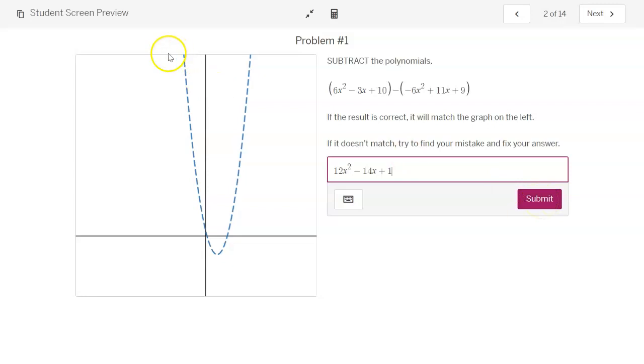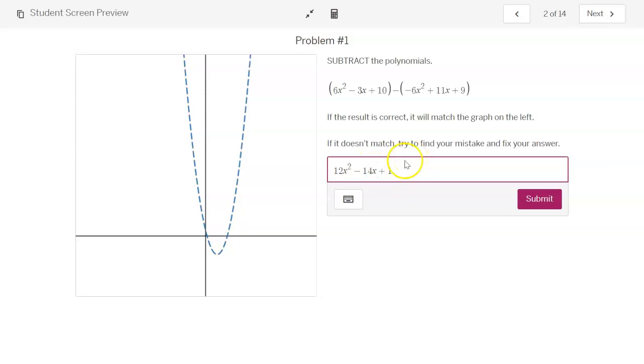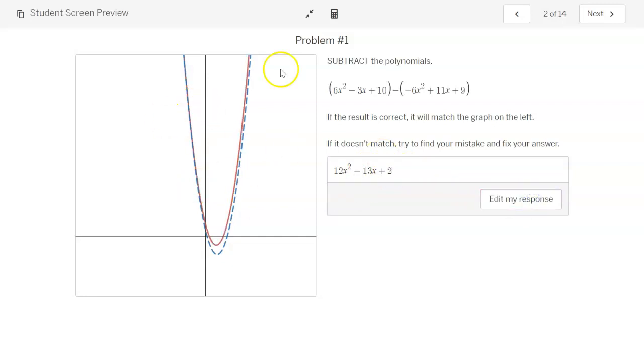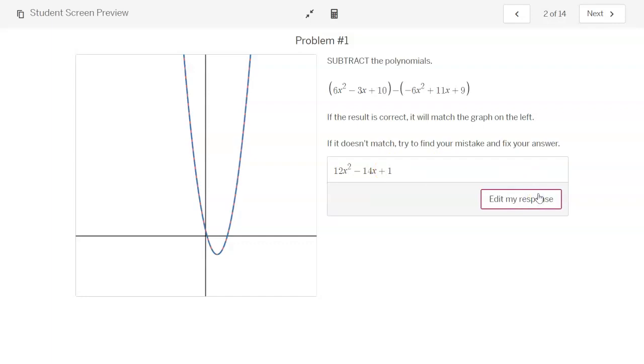And what should happen is I get a graph that lands right on top of the graph that's already here. So when I hit submit, you'll notice my graph landed right on top of those dashed lines. If I were to some reason get the wrong answer, let's say I thought this was 13x plus 2, which would then be the incorrect answer, I hit submit. Notice my graphs do not line up with each other. So when you get the answer correct, the graphs will line up. When you get them incorrect, they will not line up. That's how you know if you're getting these correct or not.